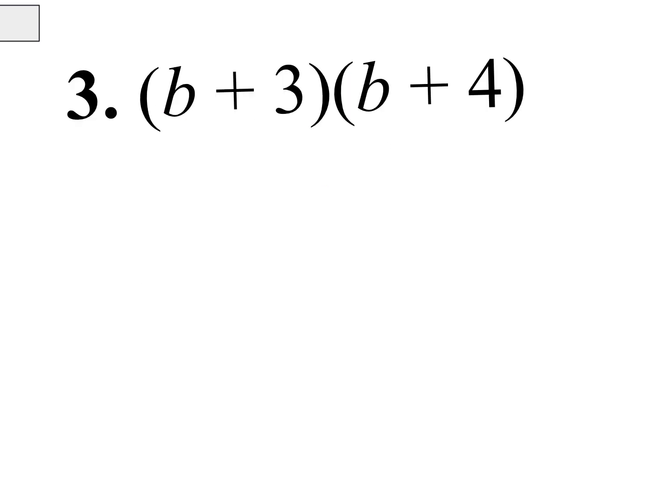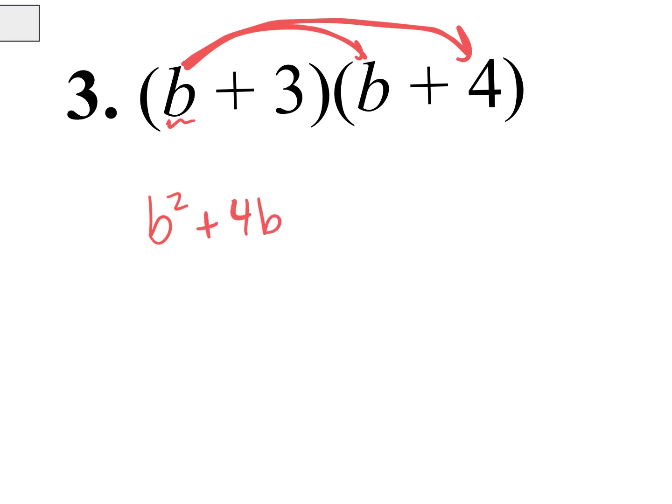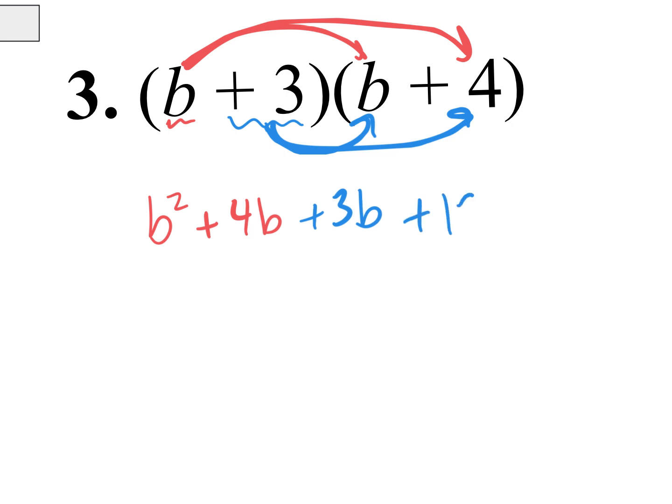Once again, I like to draw arrows, so I'm going to distribute the b first. So b, this b right here, times that b right there is what? B squared. B times 4 is what? Plus 4b. And then we distribute the positive 3. Positive 3 times b, positive 3b. Positive 3 times 4, positive 12. Simple.